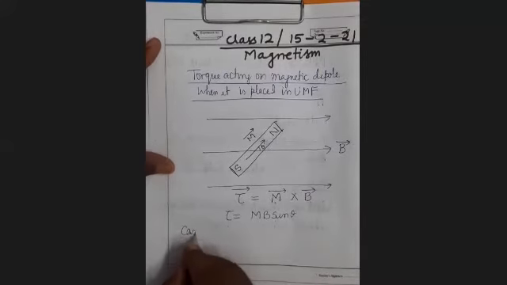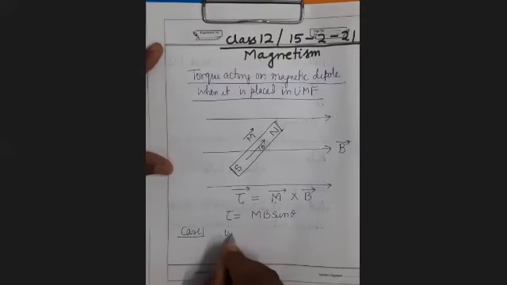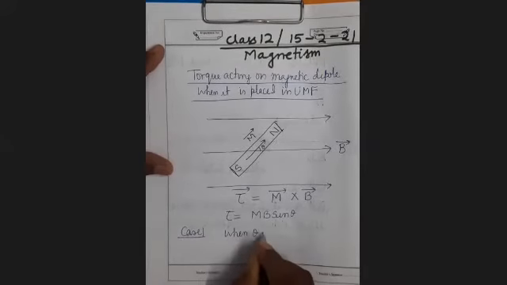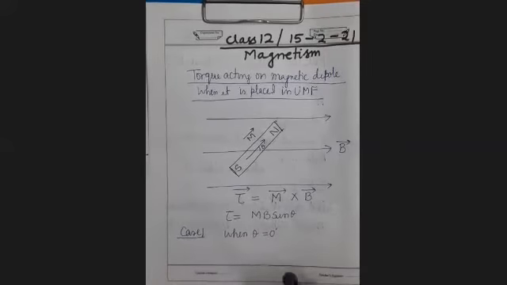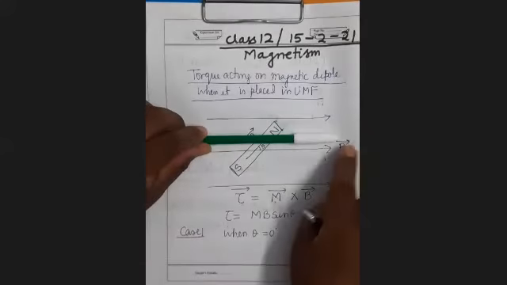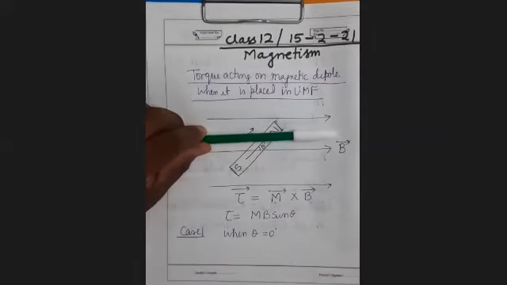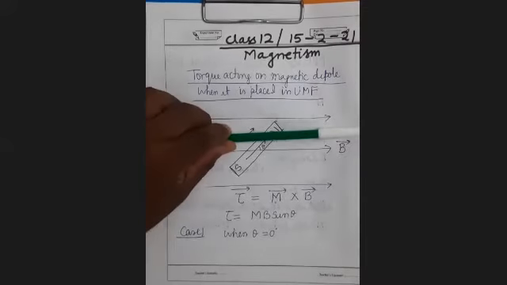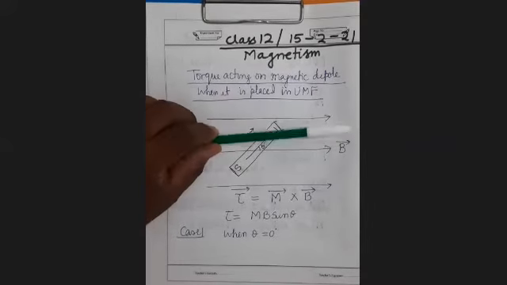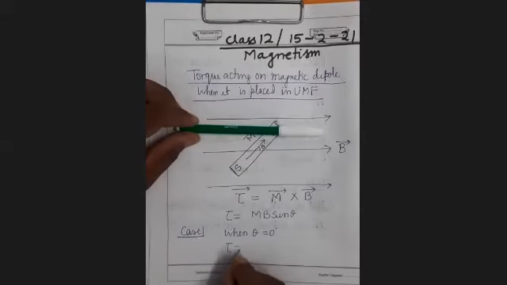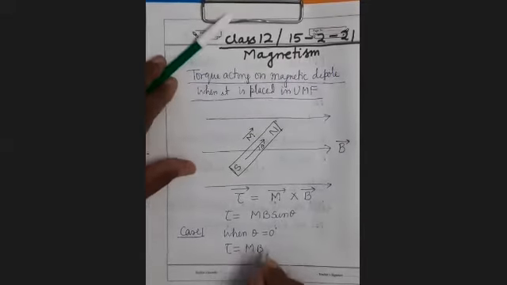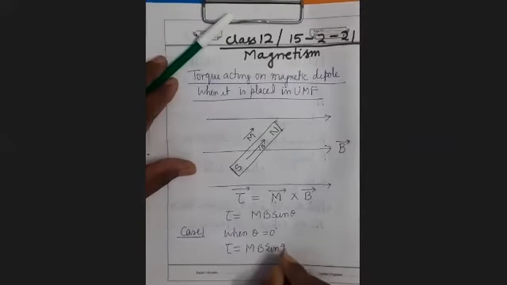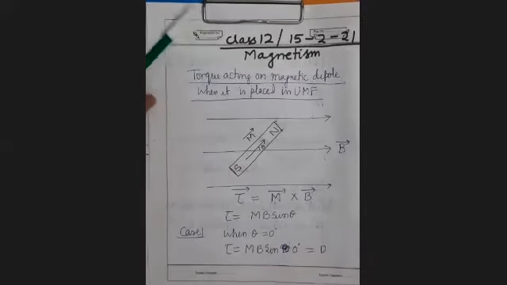Now case 1, which I have explained yesterday, when theta equals 0 degree. Theta equals 0 degree means now the magnet is placed in such a way that the magnetic moment vector and magnetic field vector both are parallel. In this case, tau equals MB sin theta, that is sin 0 degree. And sin 0 is 0, therefore it will be 0.